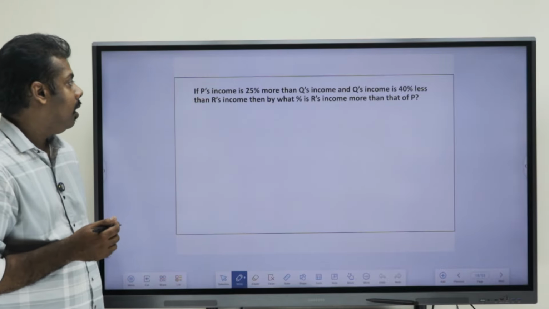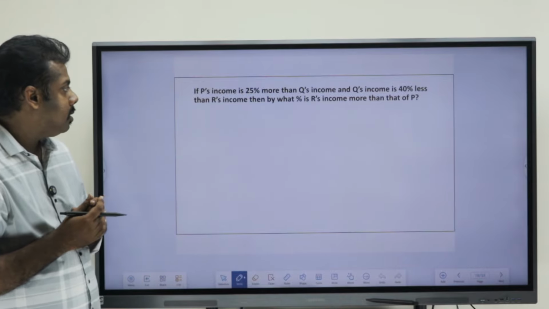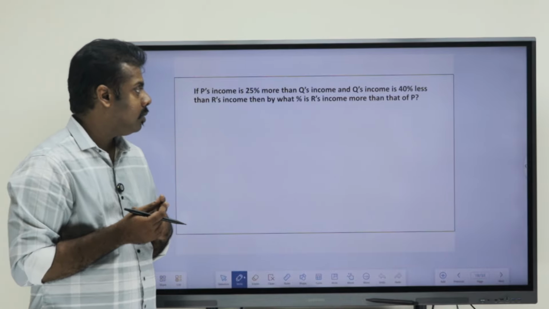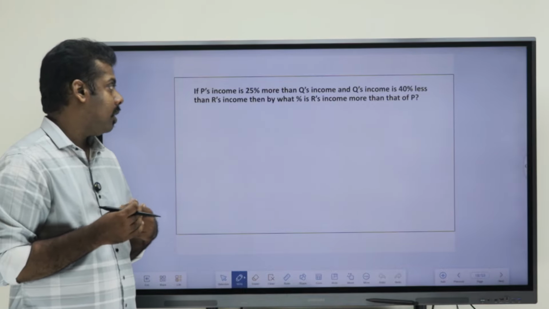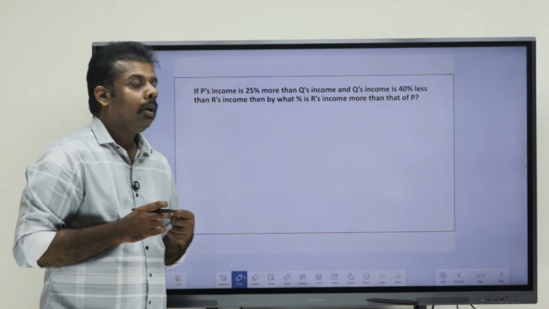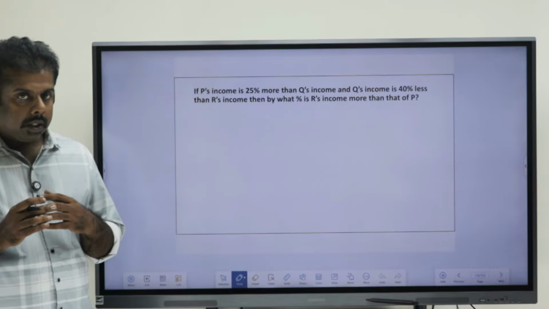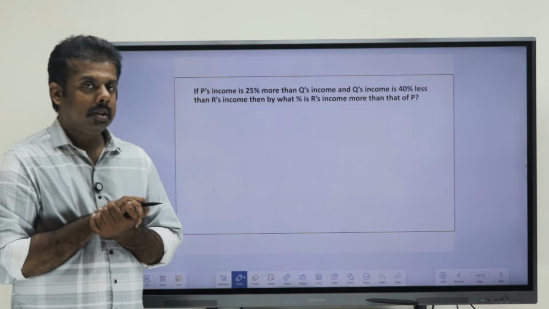Now, the next question, what does it say? That if P's income is 25% more than Q's income and Q's income is 40% less than R's income, then by what percentage is R's income more than that of P? So, here they have compared their incomes. So, how can we do it? We can just discuss that.